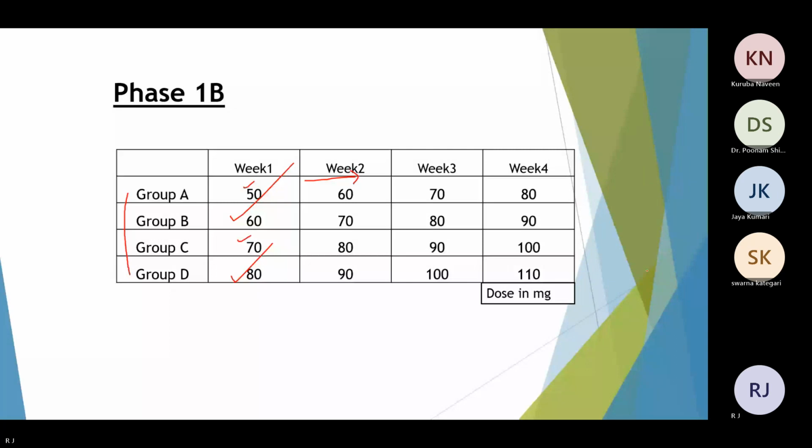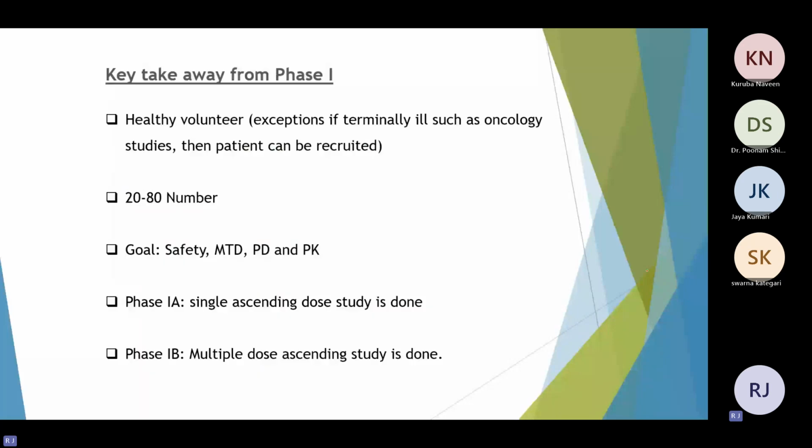Okay. So the key takeaway from phase 1 is that it is done in healthy volunteers, because this is the first time we are going to test the drug. We cannot take patients with multiple illnesses. We have to take healthy volunteers. But there are a few exceptions. For example, in cancer trials where terminally ill patients are there.